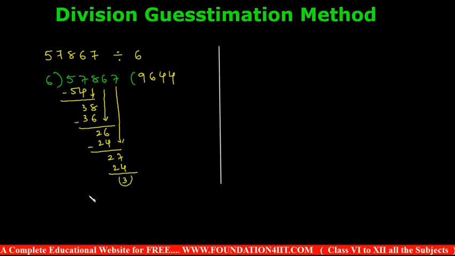So we can conclude this answer is 9,644 and 3 by 6, if you convert into a mixed fraction. 3 by 6 is indirectly 1 by 2. So this is 9,644 and a half. This is the normal division, we know that.